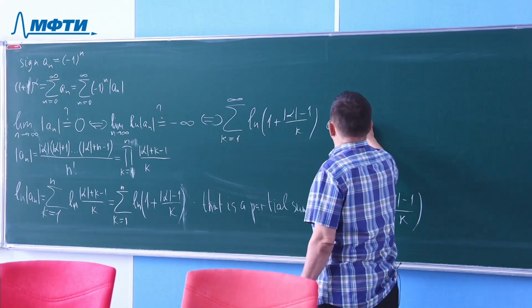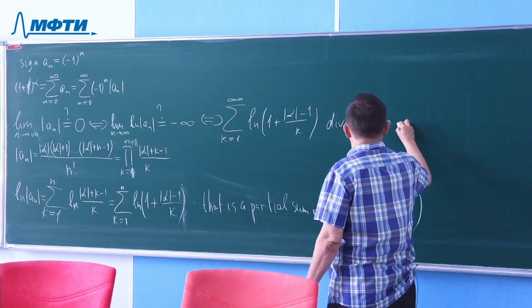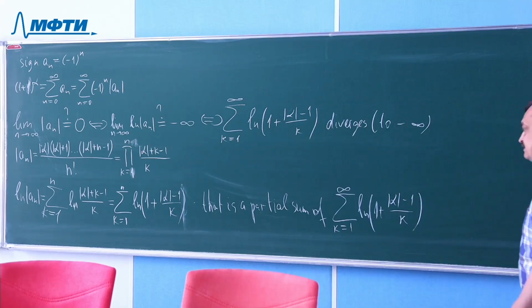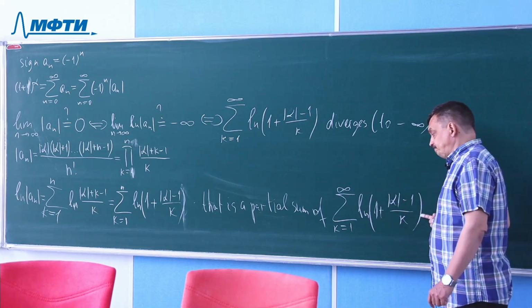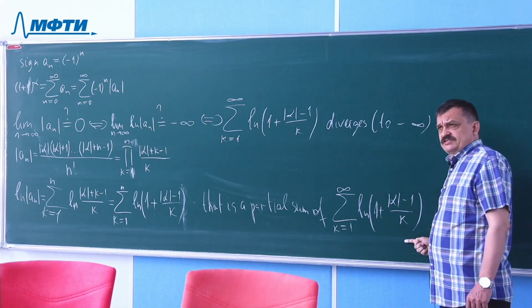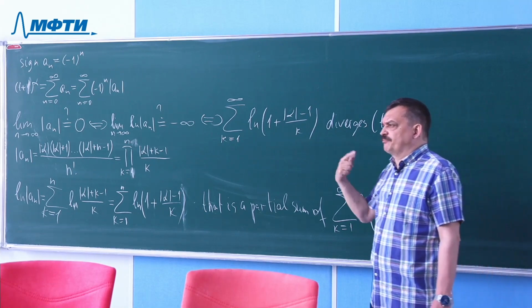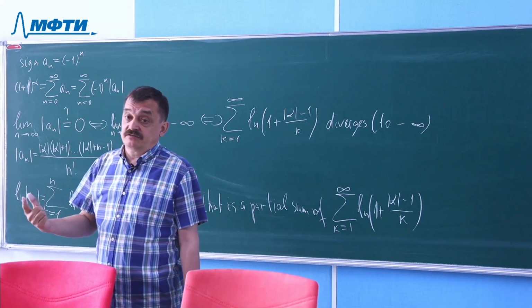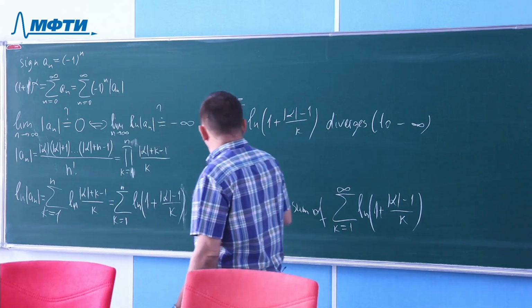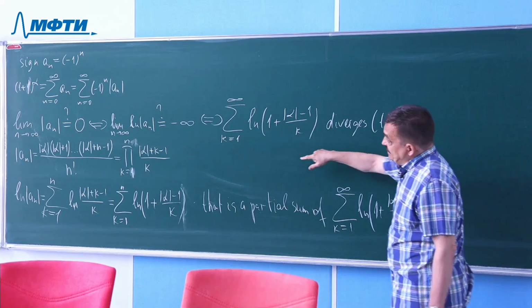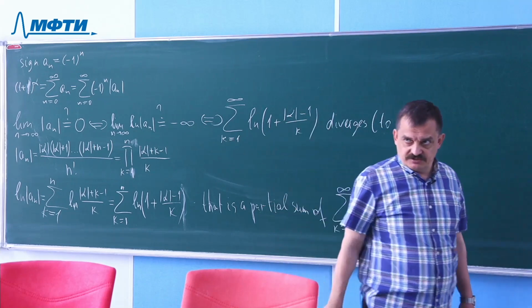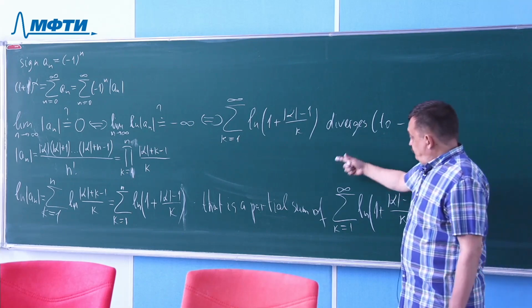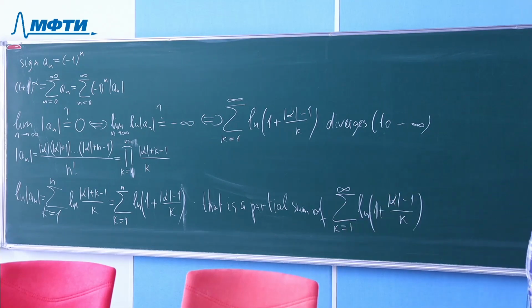Diverges to minus infinity. So we know that usually a divergent series means that partial sums have no limit, right? Or the limit is infinite. And we want to have precisely minus infinity as a limit. Nothing else.